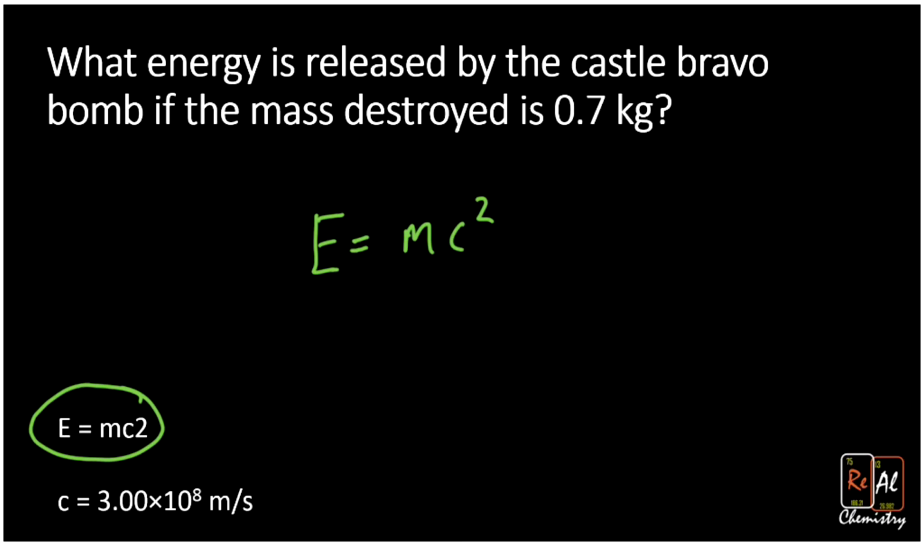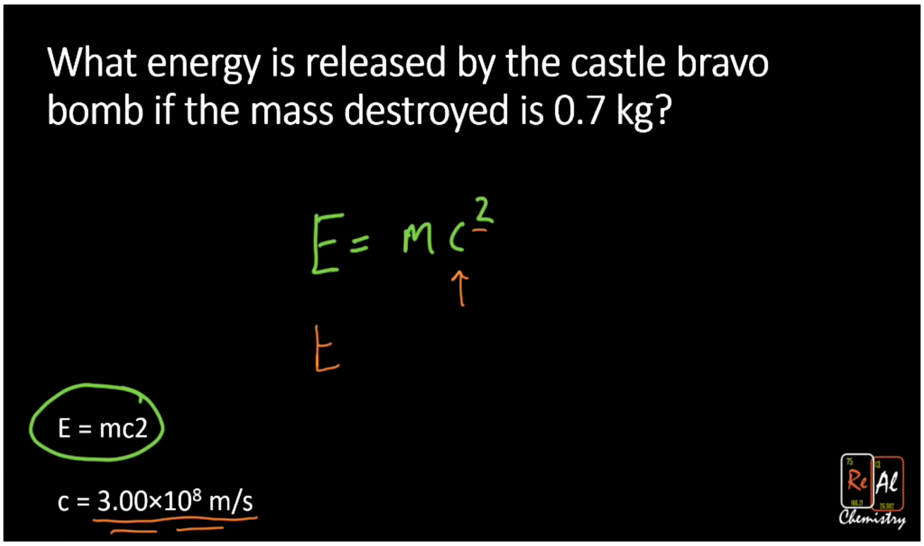This c here stands for the speed of light. The speed of light is huge, 300 million meters per second. And then you'll notice it's squared. And so basically, if I take a mass and then I'm going to multiply it by this number twice, you can see why that energy gets so large.